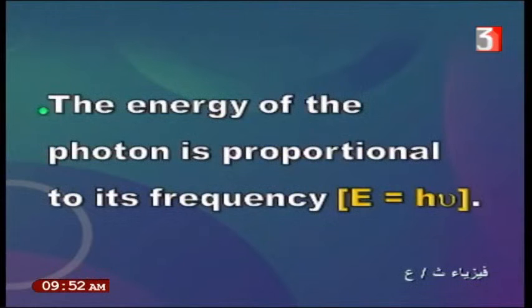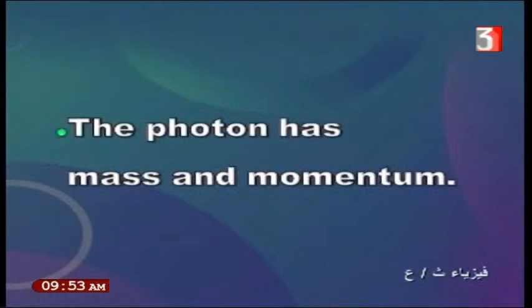The energy of the photon is proportional to its frequency. Energy of a photon equals a constant, Planck's constant, denoted by h, times nu, the frequency. So we've got something very important: energy is quantized, or radiation is composed of photons. Each photon is a discrete amount of energy, and the energy of the photon depends on its frequency. The photon has mass and momentum.